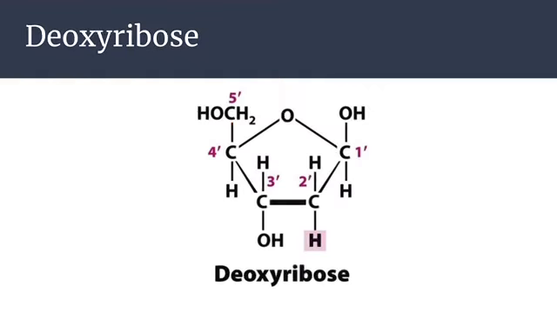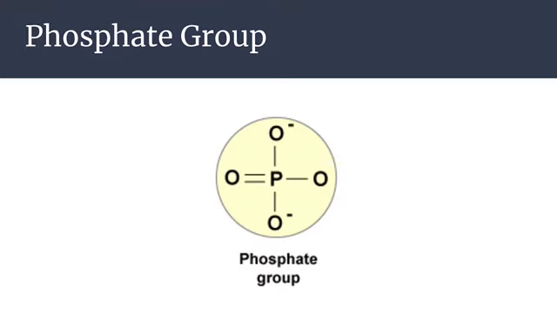Here we have the chemical structure for deoxyribose, one of the parts of a nucleotide. It contains 5 carbons, each labeled 1' through 5'. The 5' carbon connects to a negatively charged phosphate group. This connection between them is what we call a phosphate backbone, which provides structure to the whole molecule.